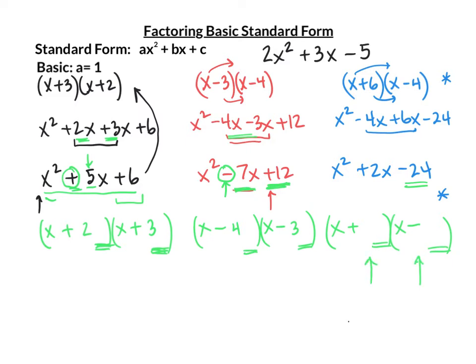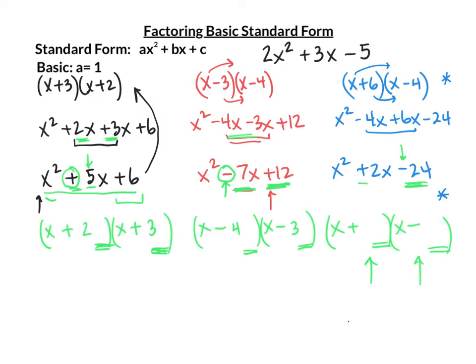When you add a positive and negative number, think about it. 5 plus negative 2, we subtract in our heads. 5 minus 2 is 3. 5 plus negative 2 is 3. So a good way to think of it here, at least to find your numbers, is I need factors of 24. One will be positive and one will be negative.